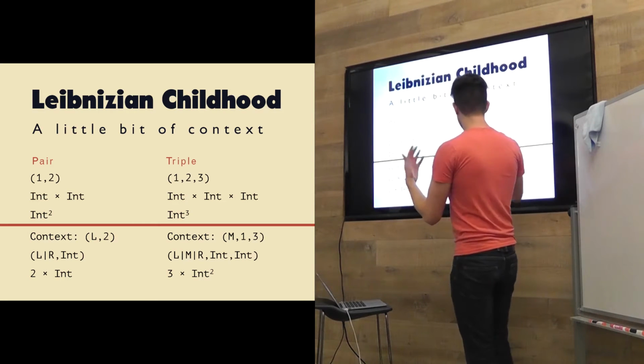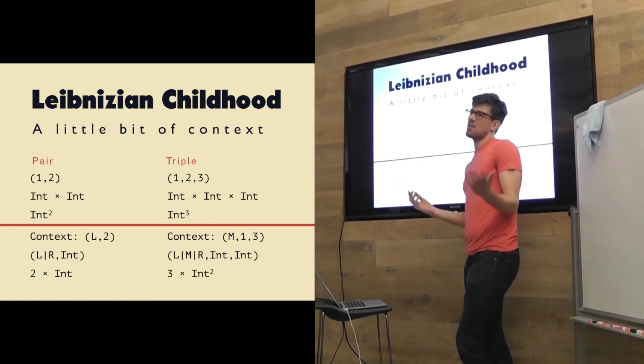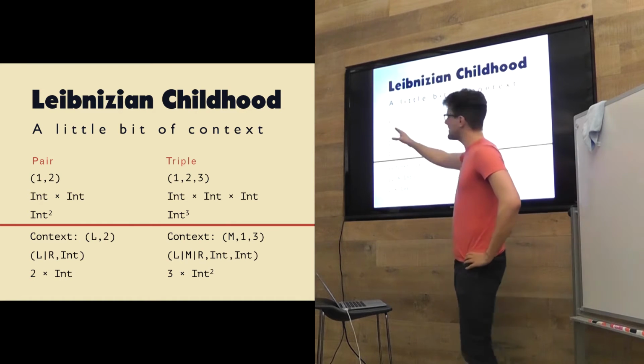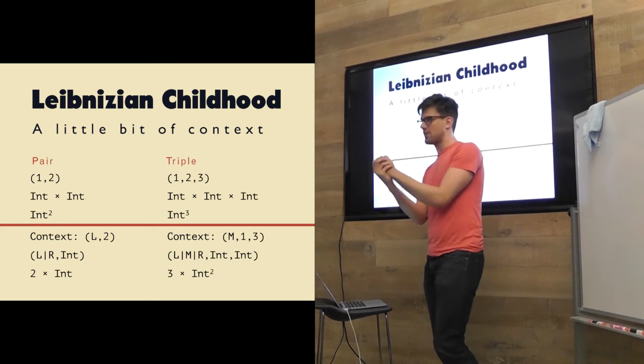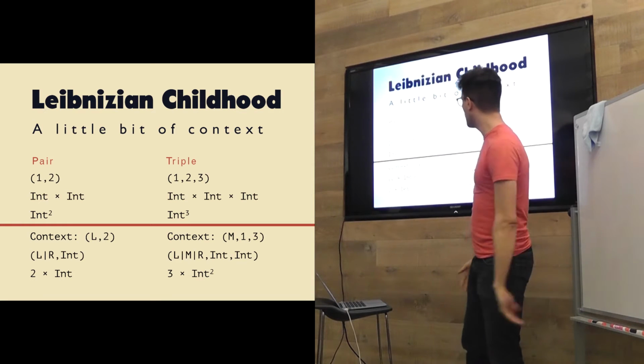Int squared, int third. Great. Okay, cool. So what's the context type for a pair? If I want to be able to describe a specific position in the pair by removing something and replacing it with a hole, how can I do that?